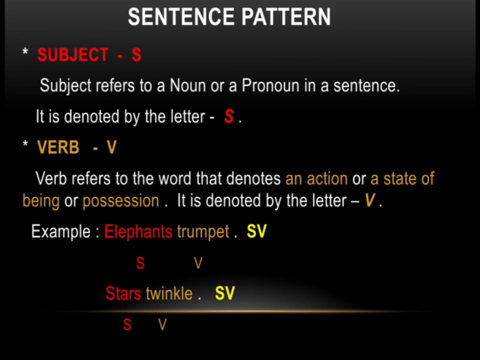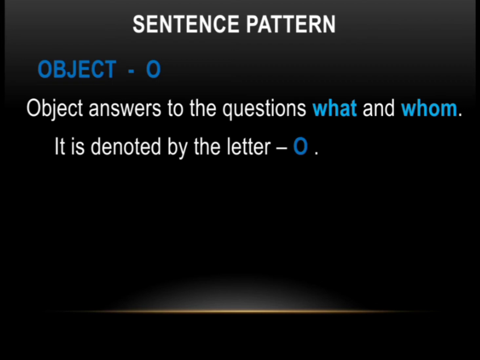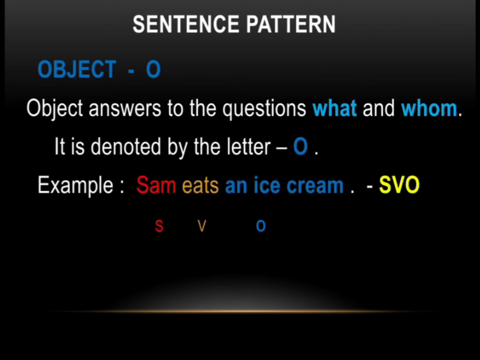The next example, stars twinkle. Here, stars is the subject and twinkle is the verb and the pattern is SV. Now the next element is the object. Object answers to the question what and whom. It is denoted by the letter O.